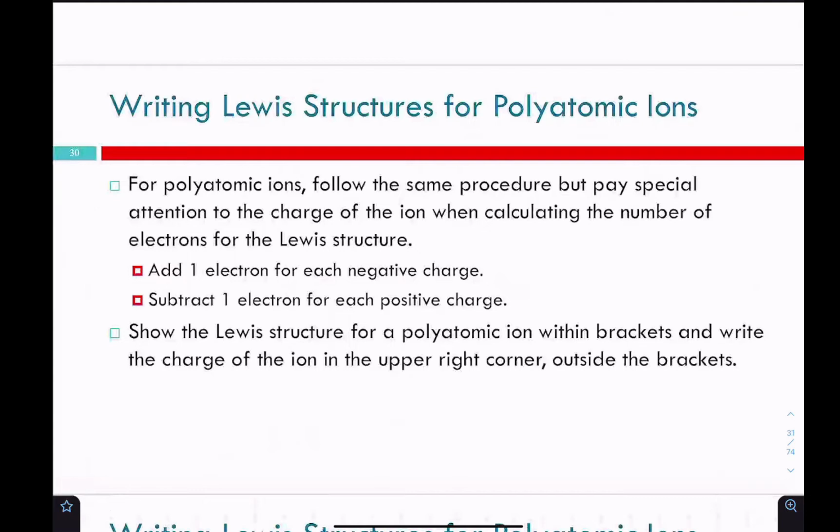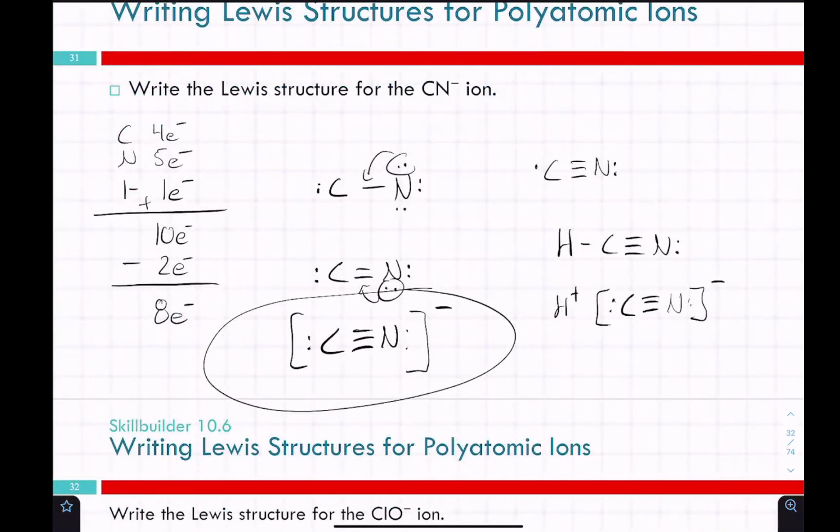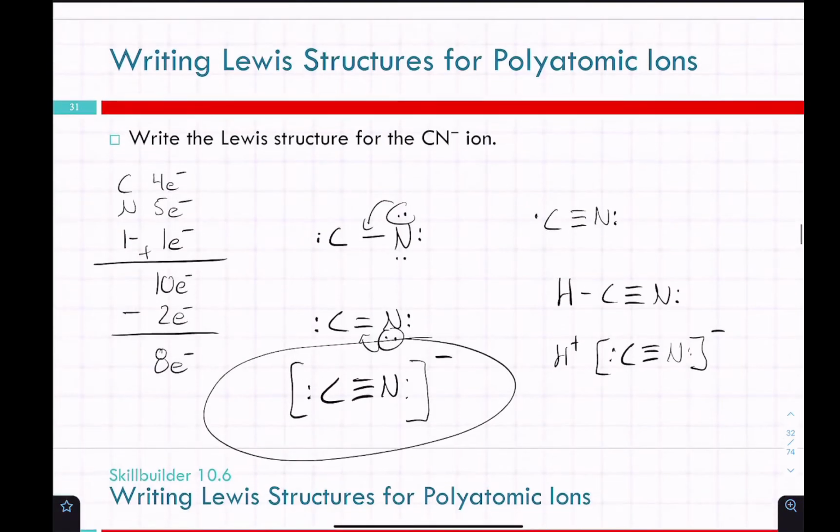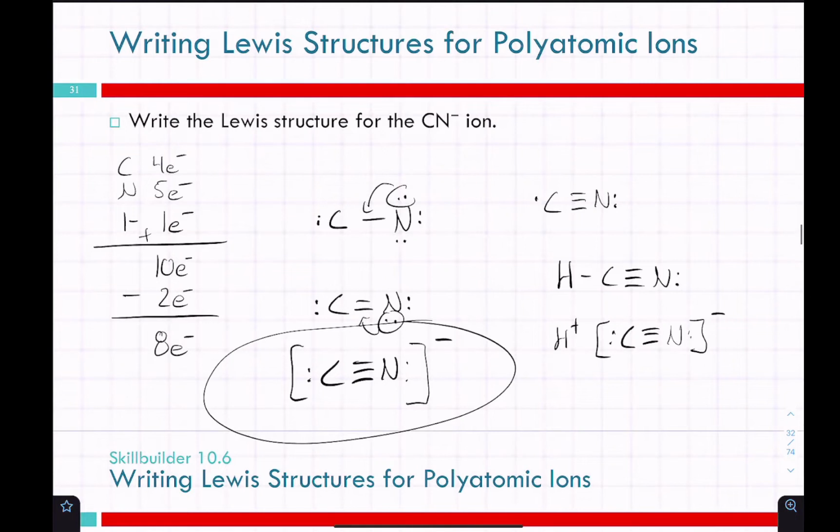we figure out how many valence electrons from the periodic table, and then we're adding up all of the electrons for the atoms that make up the molecule, adding up all those valence electrons. So adding up all these, for this ion now, we have carbon, we have nitrogen, and we have a 1- charge. So this is the trick with ions.